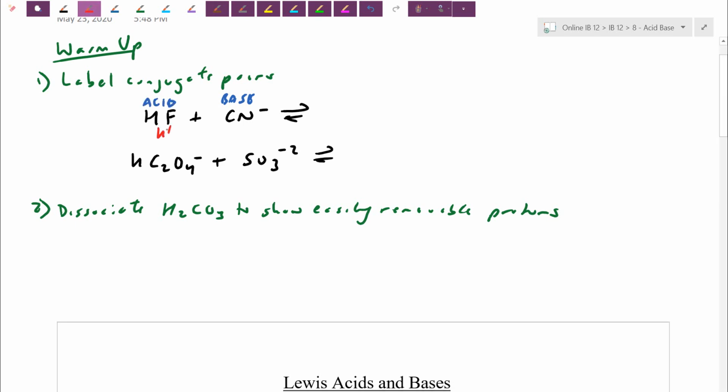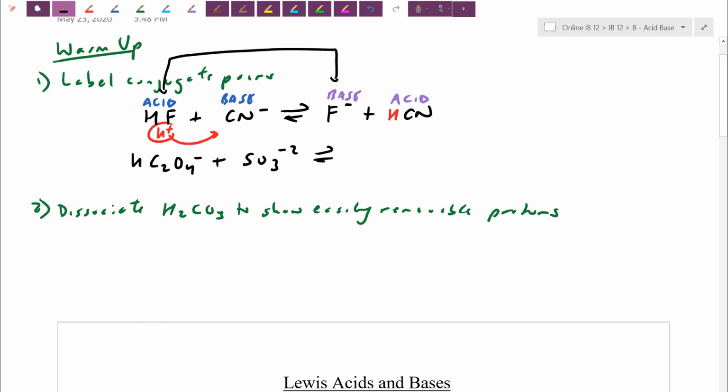The HF is currently holding a football. The HF is going to toss the football over to the CN minus. What happens to the HF? It goes down by an H and goes down by a charge. We end up with F minus. The CN minus is going to pick up that proton and end up giving you HCN. My charge here used to be negative because I picked up a proton with a positive charge. Now I end up being neutral. So I can actually predict the other side here. We're going to come back after we talk more about strong and weak. Notice that we've actually formed here our new acid. Here's our new base. In terms of labeling our pairs here, the HF is in a conjugate pair with the F minus. The CN minus is a conjugate pair with the HCN.